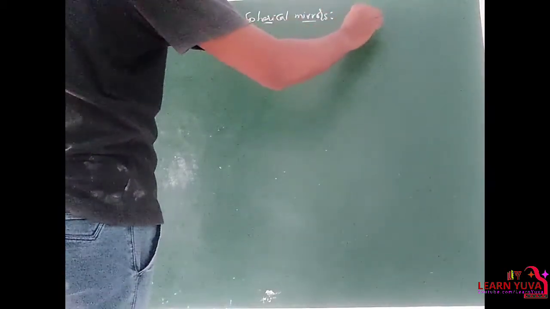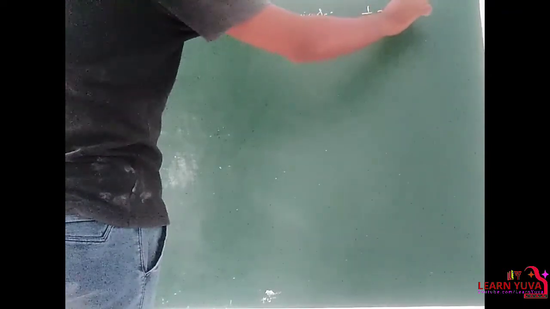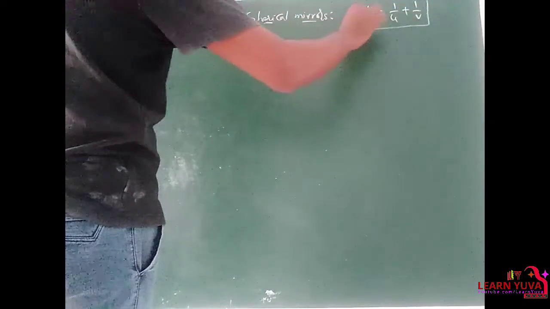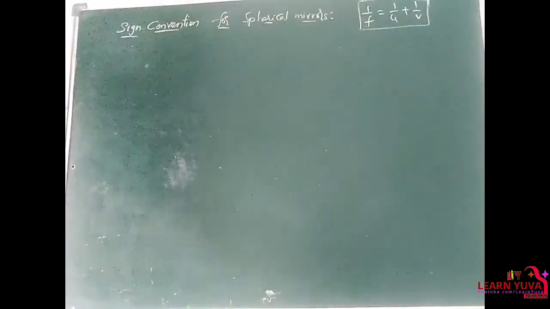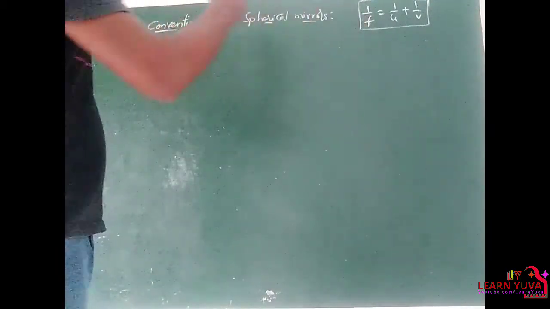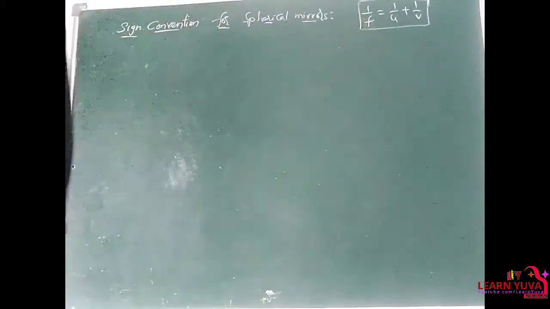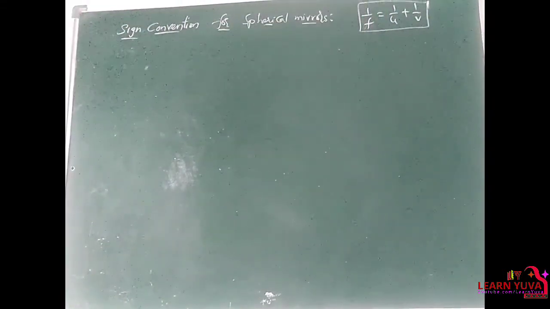For spherical mirrors, we are using the mirror formula, 1 by f is equal to 1 by u plus 1 by v. So for concave and convex mirrors, how are these values taken? I mean, when will f be positive and f negative, u positive or u negative, v positive or v negative? How can we know that? That depends upon the given question.